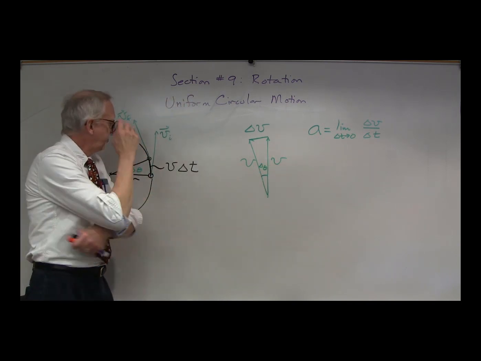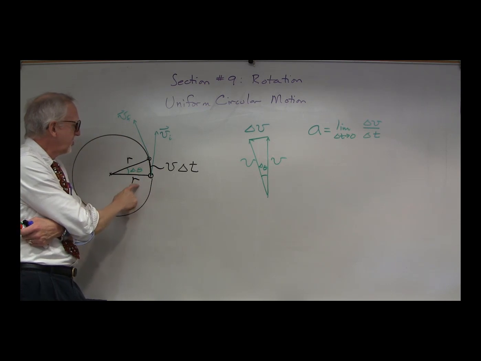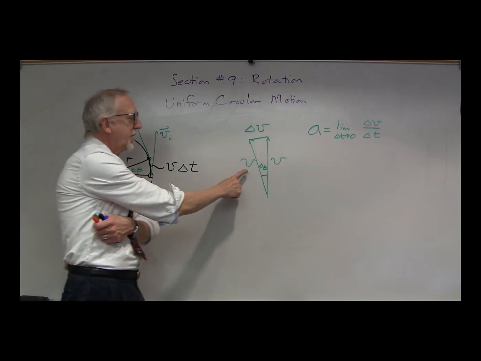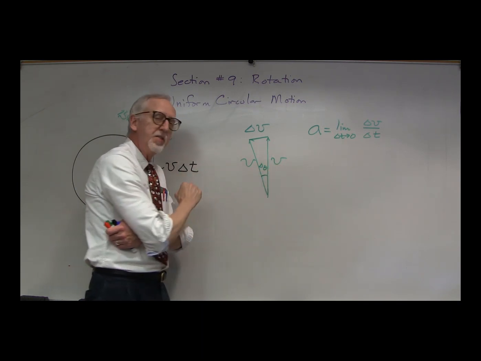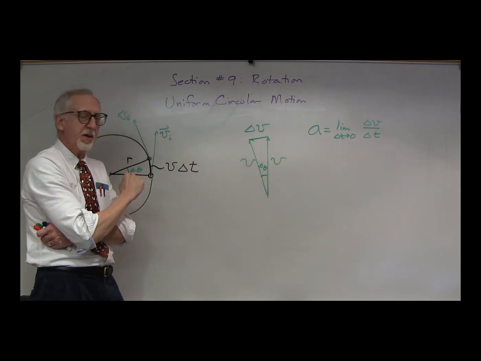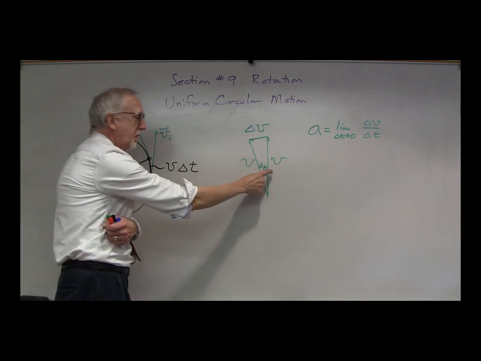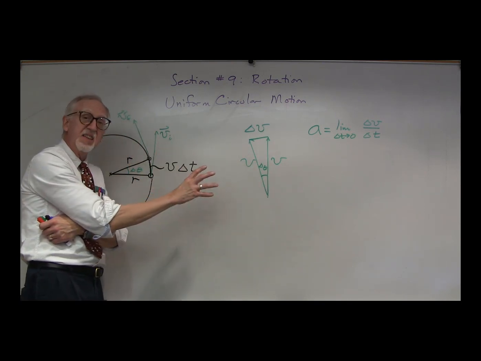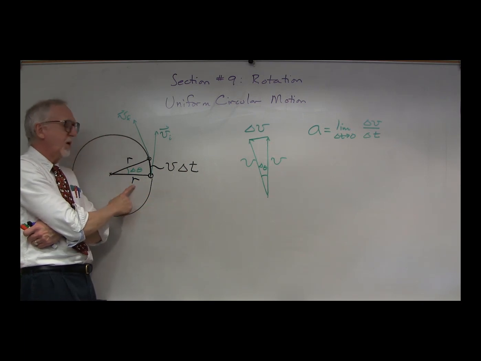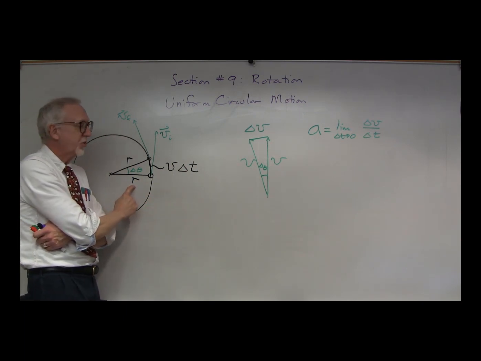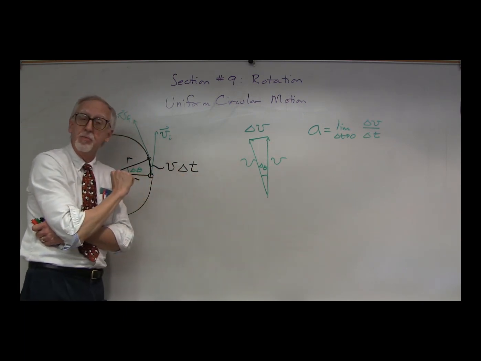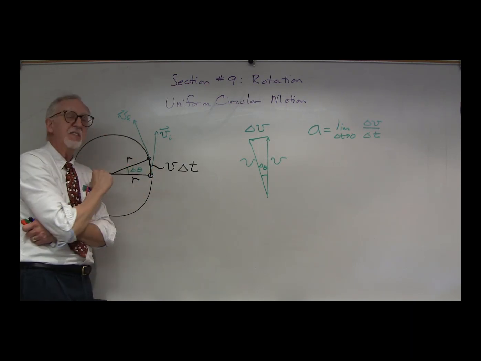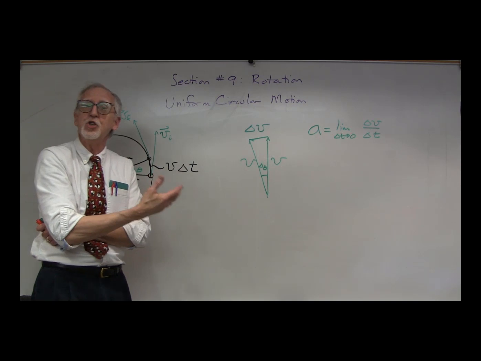So what do we have? We've got a triangle here with 2 equal sides and an angle of delta theta, and a triangle here with 2 equal sides and the same angle between them, delta theta. These 2 triangles are called similar triangles. They're not the same size because one has a side length of the radius of the circle and the other has a side length of the velocity, the speed of the mass, but they are similar. In other words, they have the same shape.